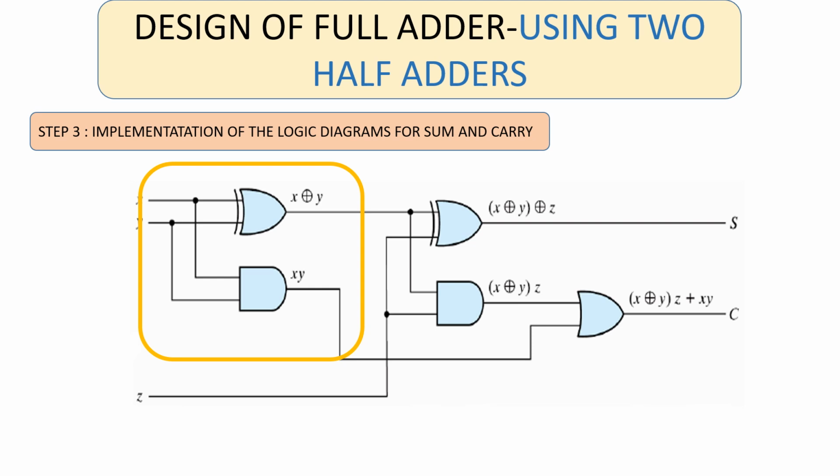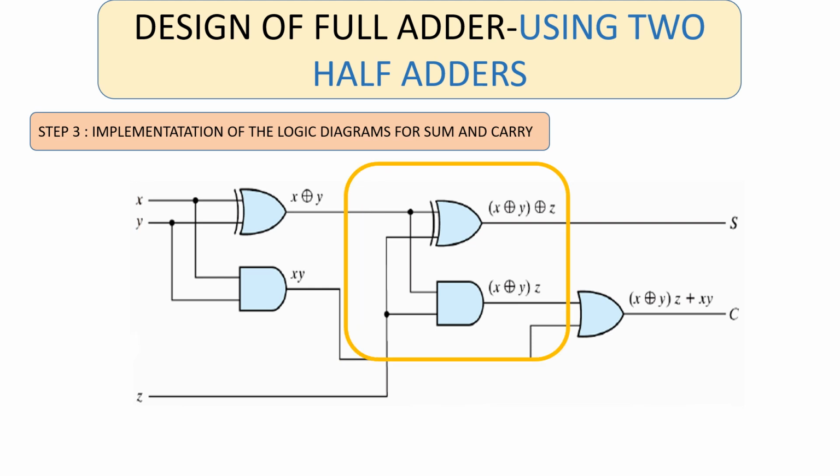We get this logic diagram from the expressions. So when you look at the figure, the first highlighted portion is nothing but a half adder. The second highlighted portion is the second half adder. So the full adder has been implemented using two half adders and an OR gate.